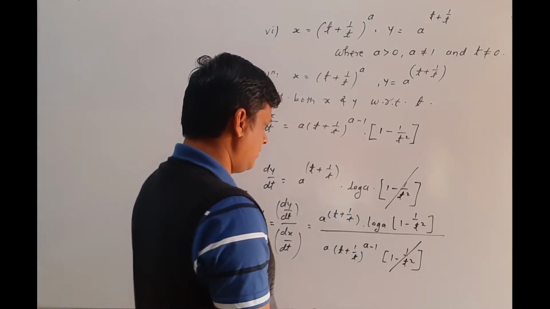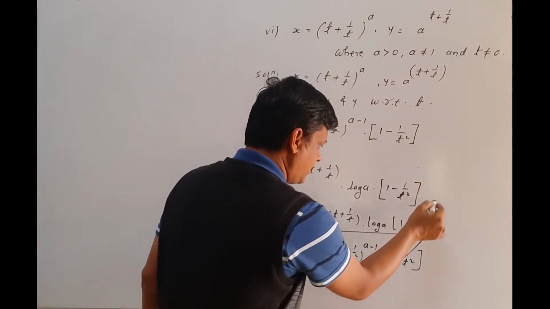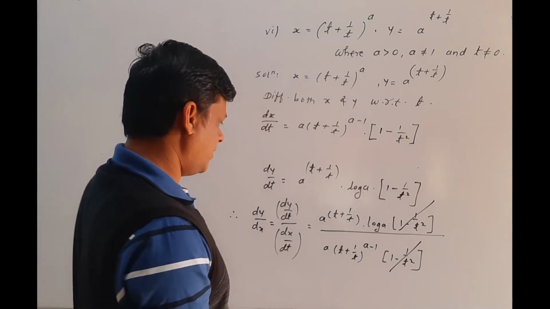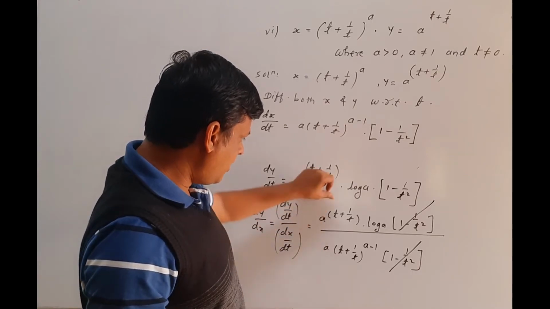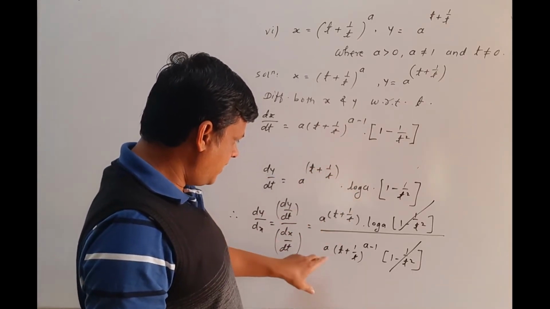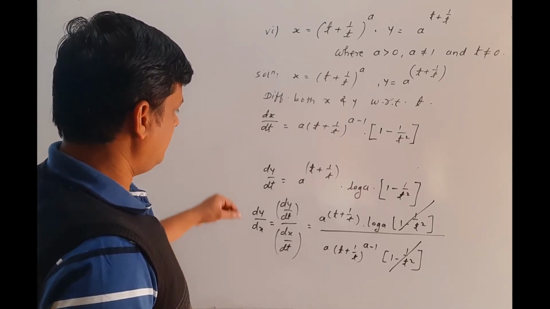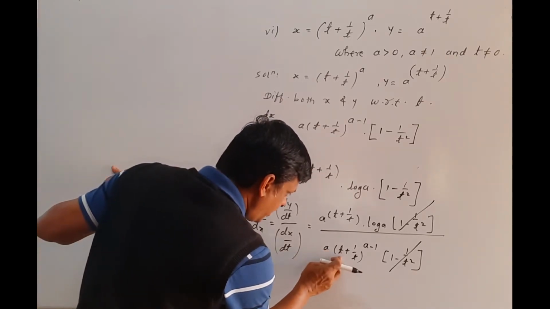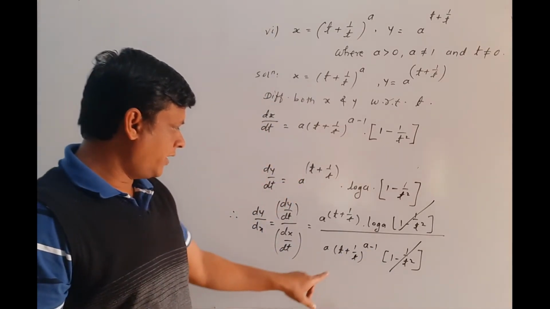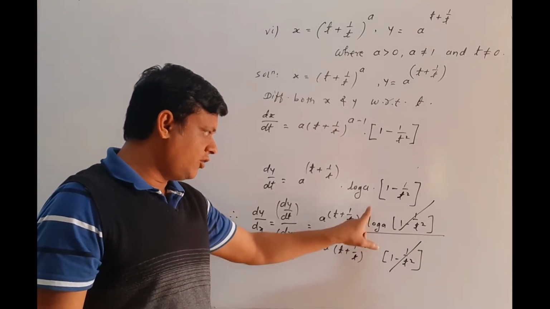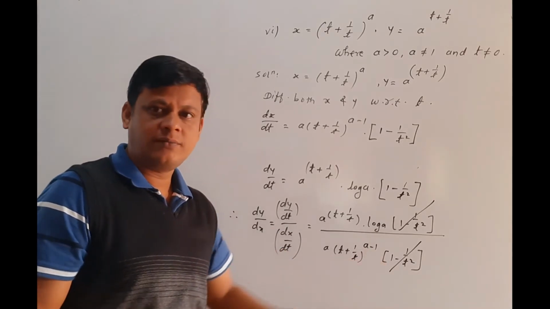We have to cancel this term 1 minus 1 by t square. So remaining terms are a raised to the power t plus 1 by t. Here we have a into t plus 1 by t raised to the power a minus 1. So when we write this t plus 1 by t in numerator, we have to change the sign of this a and minus 1.